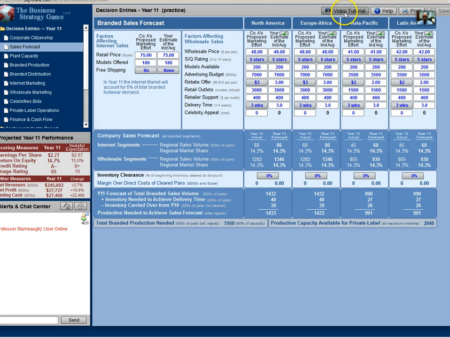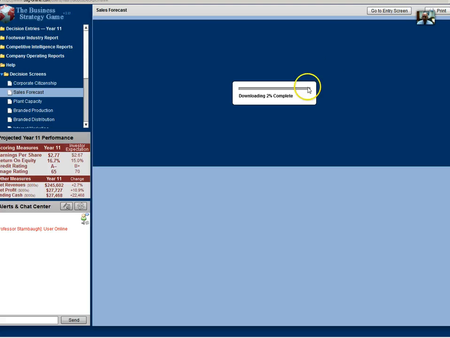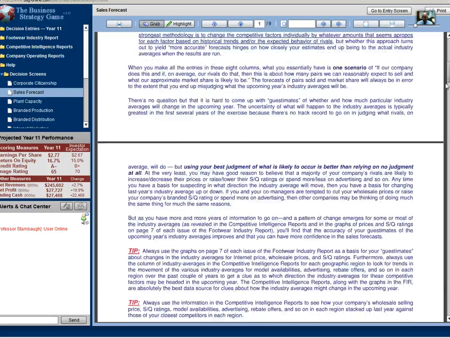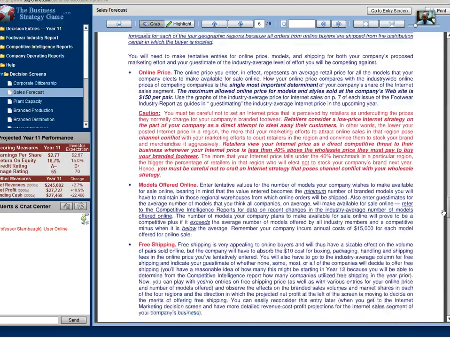A couple of the things that are on each of the screens. Up here you have a video tutorial. They have now put YouTube videos, which probably are explanations like I'm going to give you. They also have the help page. The help page is very detailed. I'm off the corporate responsibility on the branded sales forecast. You can see that there are 9 pages total of help. So if you have a question on this, this is a great place to go.